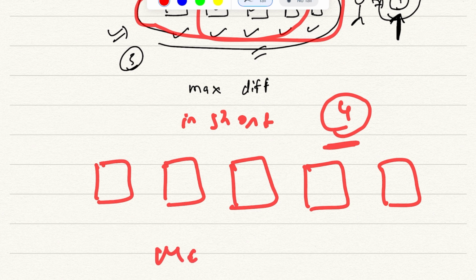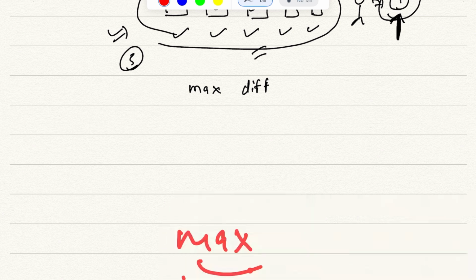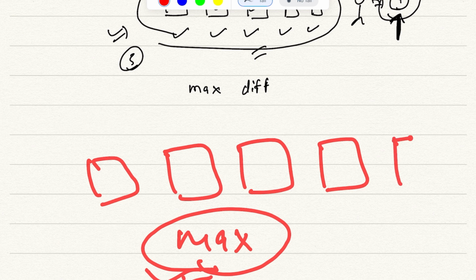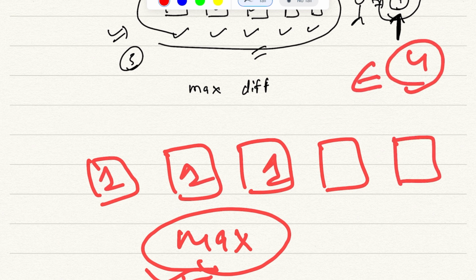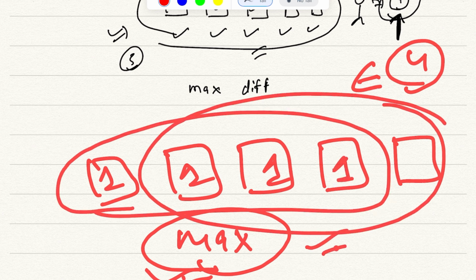Now we need to return the maximum number of different types of candies. If she wants to eat different types of candies, and we need to return the maximum number of it, we know there are 5 unique types of candies, but she has permission to eat 4. So one candy she can eat, right? One candy from these 4 or from those 4. It's totally up to her.